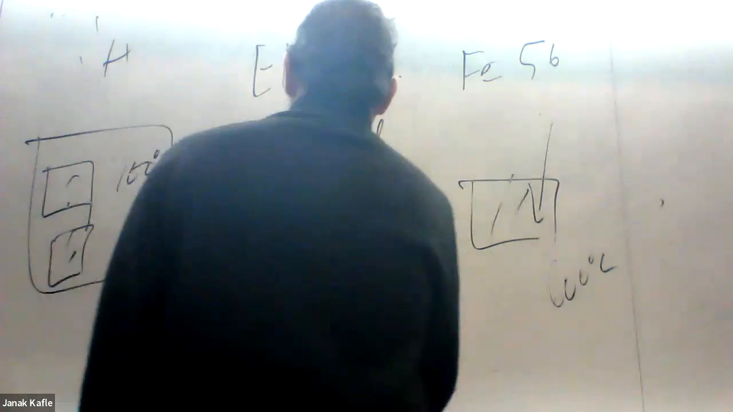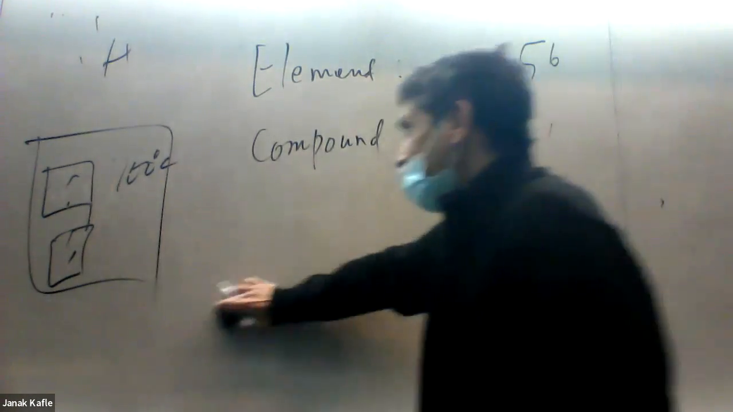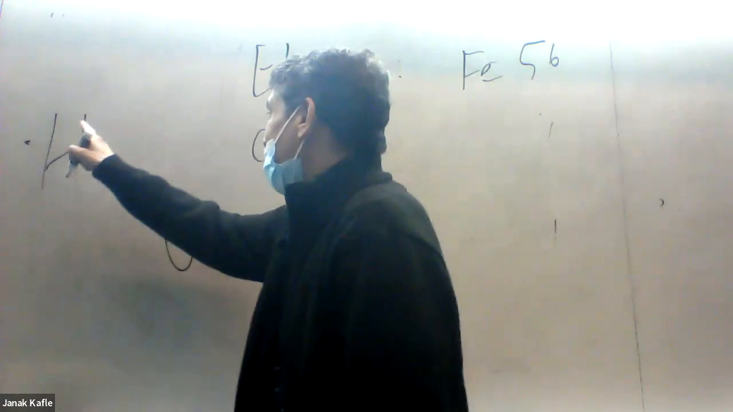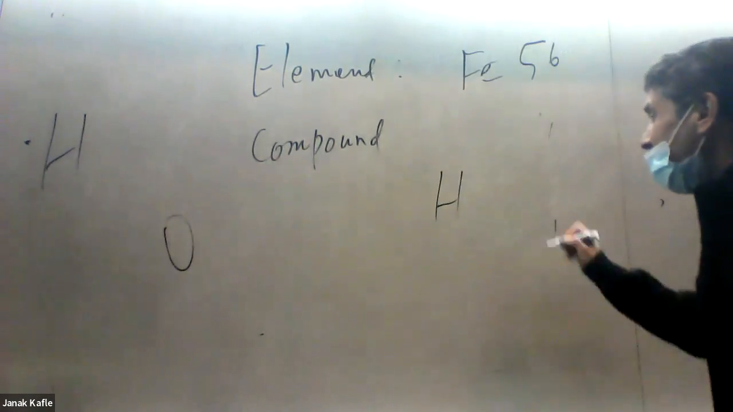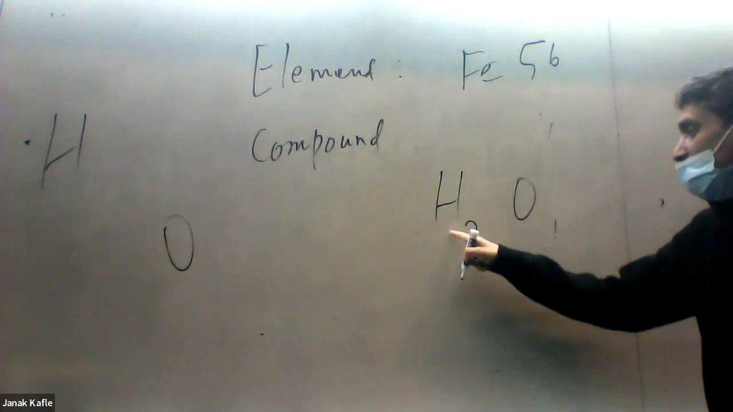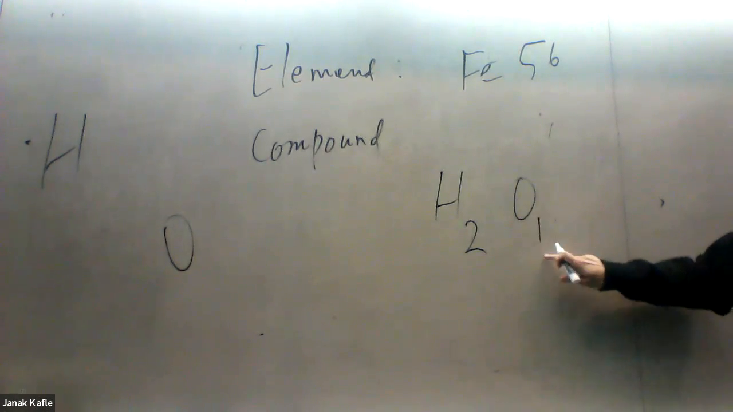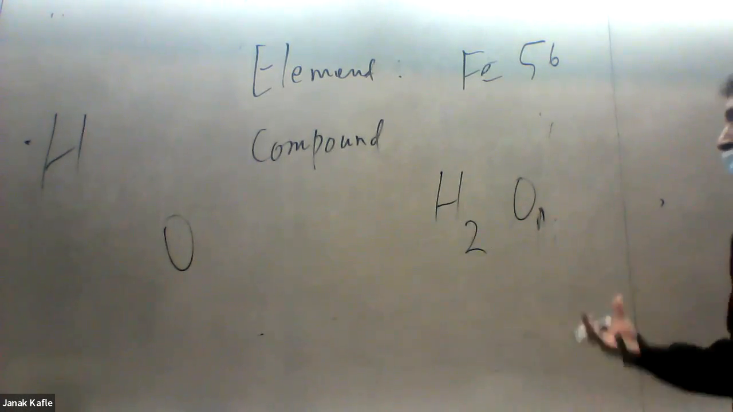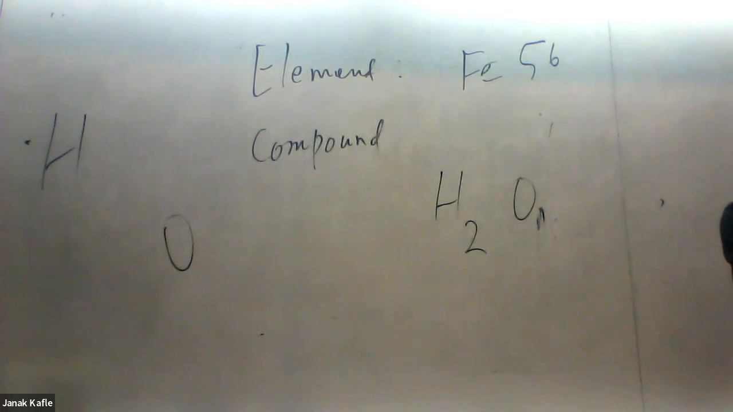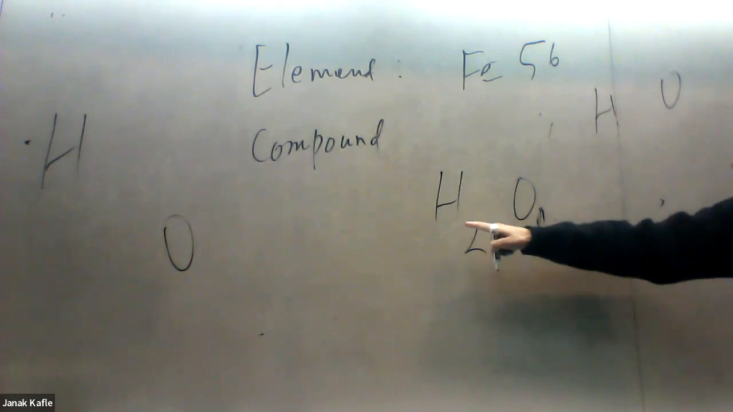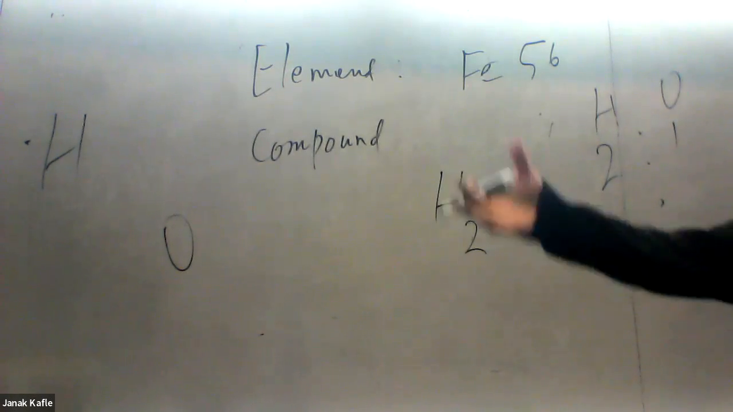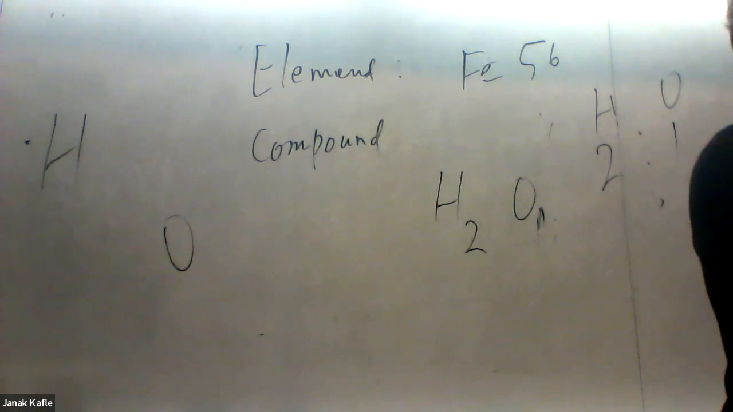How about the compound? What is a compound? A compound is when elements combine. This is one hydrogen, and this is oxygen. If I combine them, I need to combine them in a certain ratio. Look here, 2 hydrogen are combining with 1 oxygen. We don't write 1. So 2 hydrogen are combined with one oxygen. How many hydrogen? 2. 2 hydrogen are combining with how many oxygen? 1 oxygen. A 2 to 1 ratio, right? If that is the case, they are called a compound.